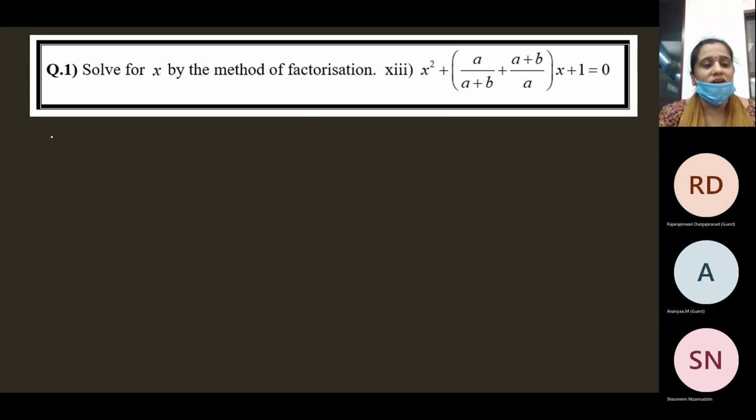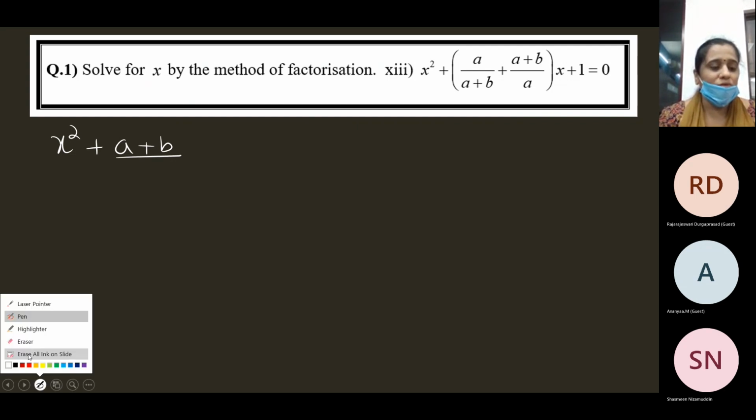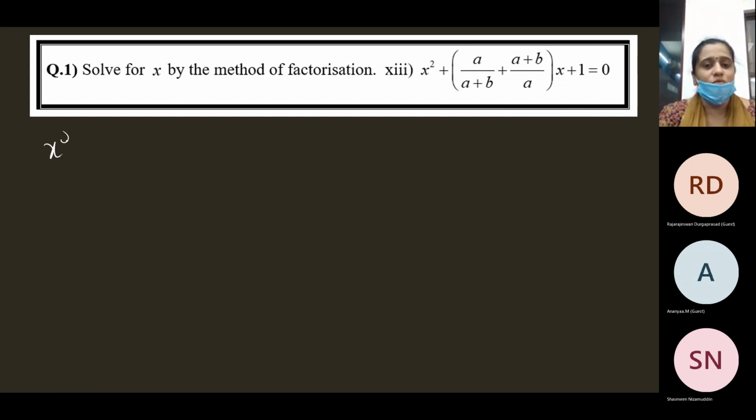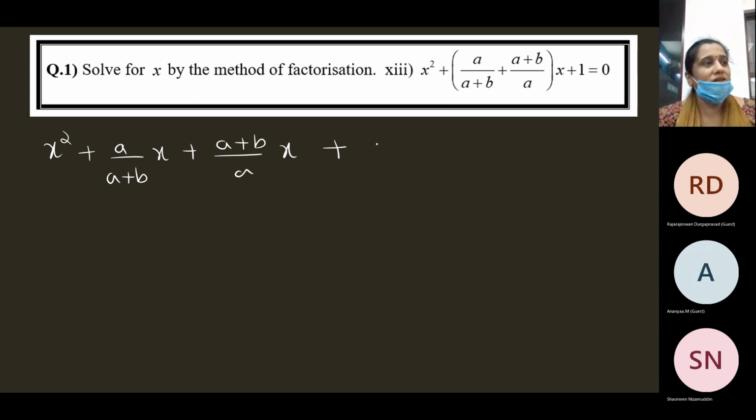So see here, you start off like this, x squared plus, open the bracket, a plus b, close the bracket, write the equation first, and then x squared plus a by a plus b, x plus a plus b by a x, correct? Plus, what should I write? A by a plus.